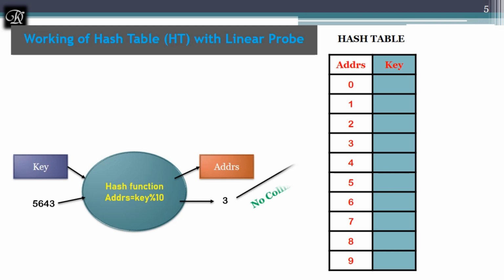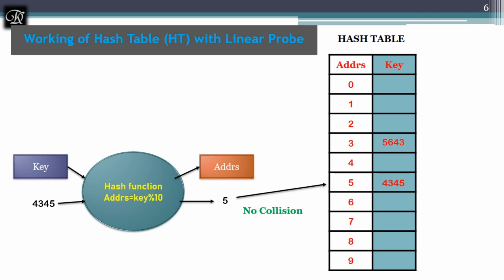Let's check whether address 3 in the hash table is already occupied or not. It is not occupied, so there is no collision. Then we are free to enter 5643 at location 3. Similarly, let's try another key. Here the key is 4345, and of course the address will be 5, and there is no collision, so we can enter it.